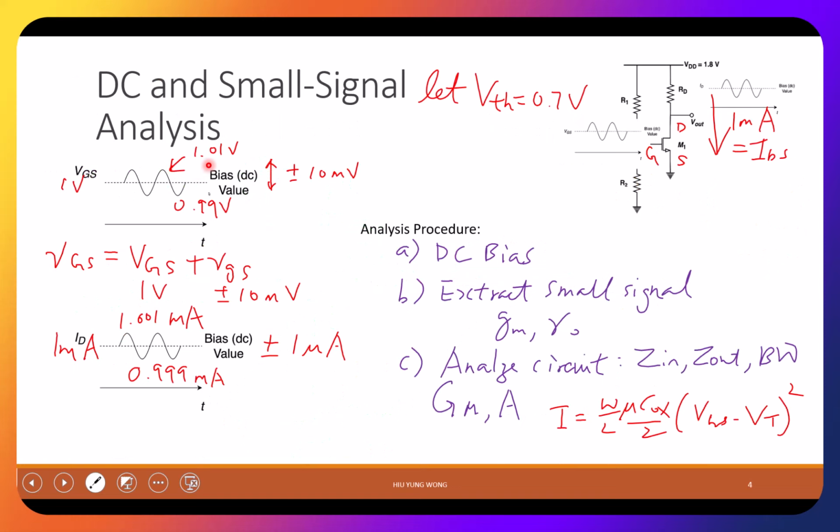I increase the gate voltage by 10 millivolt. How much will the drain current change? In this particular case, I increase by 10 millivolt. The current will increase by 1 microampere, right? This is just an example.